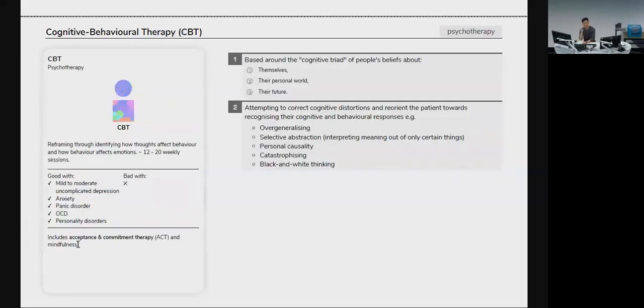So very quickly now, going on to the psychotherapies. I apologize for how quick this is going.